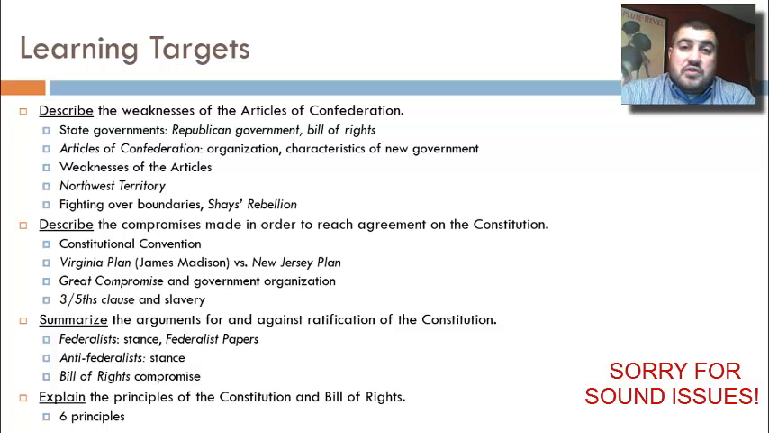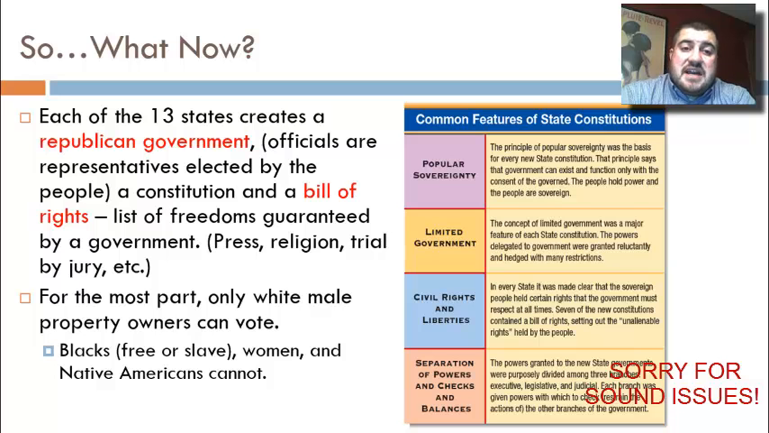So after the Revolutionary War, what now? Those 13 states could have broken apart, but they pledged to remain together. They all create a republican form of government where the officials are elected by the people and they represent them. All 13 states create a constitution and they all create a Bill of Rights.